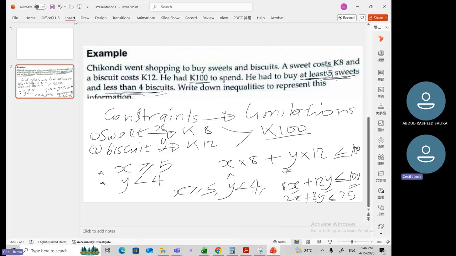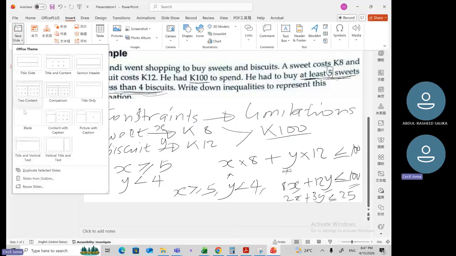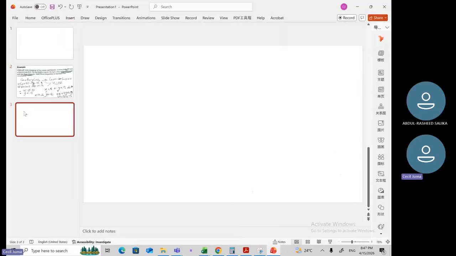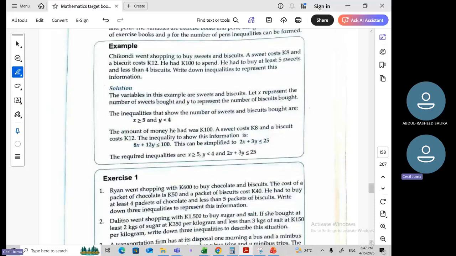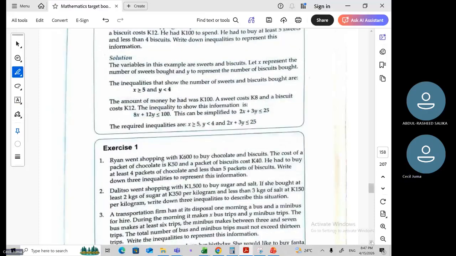So we'll look at another example and see how we can develop my inequalities from given information. So you can take this time while I'm trying to get another example. But in Target Book 4, you can try problems and send them to me on WhatsApp, and I'll be able to answer.